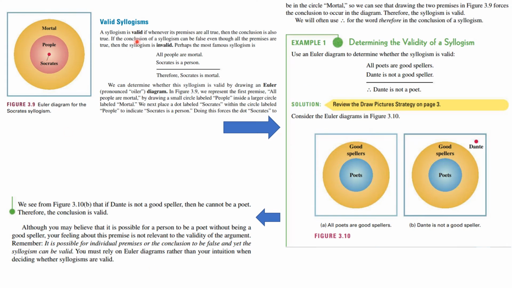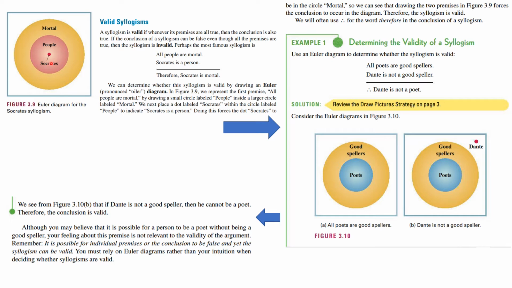Now, a syllogism is valid if, whenever all premises are true, the conclusion is also forced to be true. If the conclusion of the syllogism can be false even though all the premises are true, then it's invalid. So the most famous syllogism in the world is probably this one. All people are mortal. Socrates is a person, therefore Socrates is mortal.